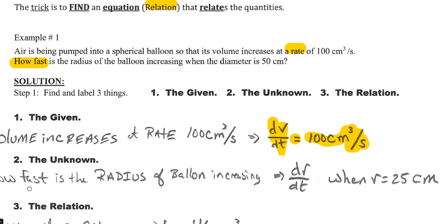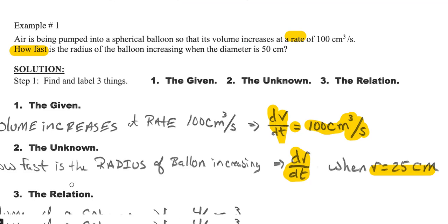What's the unknown? How fast is the radius of the balloon increasing? That's what's unknown. How fast is the radius increasing? In calculus terms, that's dr/dt, the rate of the radius with respect to time. We don't know that, but we need to know that when the radius is equal to 25 centimeters. We are given diameter in the original problem, and the radius is 1/2 the diameter.